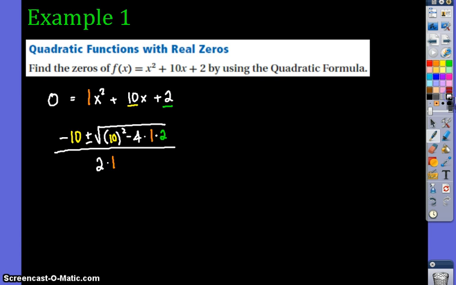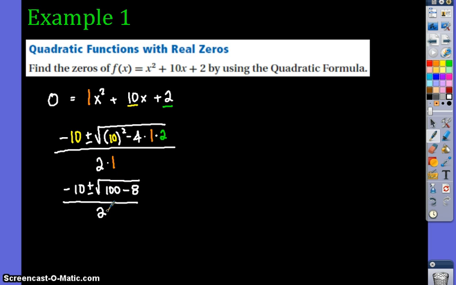All right, so now we need to start evaluating it. We start off by looking at what's under the radical. So we start off with the 10 squared, which would be 100. Negative 10 plus or minus the square root of 100, take away, and we can do this all in one step, 4 times 1 times 2, that's 8. Take away 8. All of that divided by 2 times 1, which is 2.